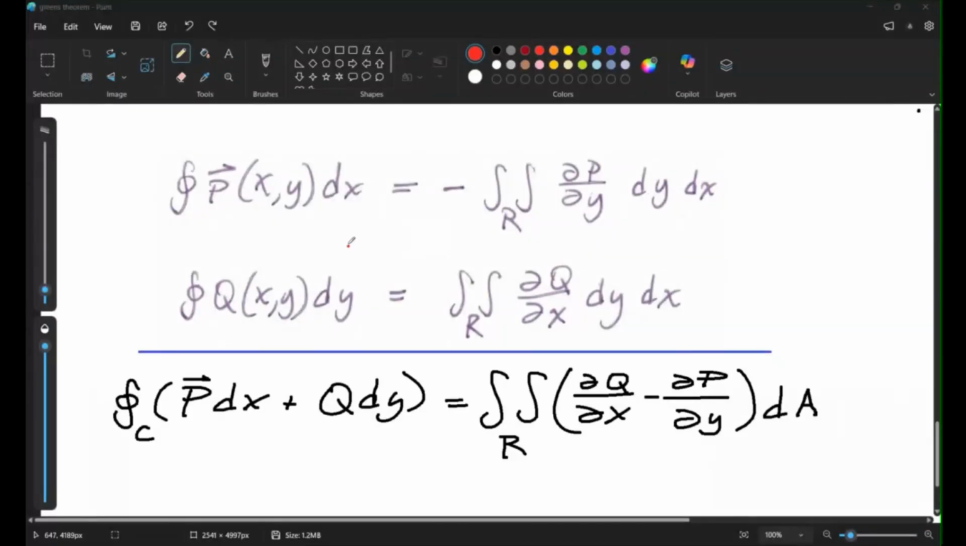The only thing left to do is take what we've derived and add the two equations. So when we add the left side, we get this. We add the right side, we get this. And that is Green's theorem.